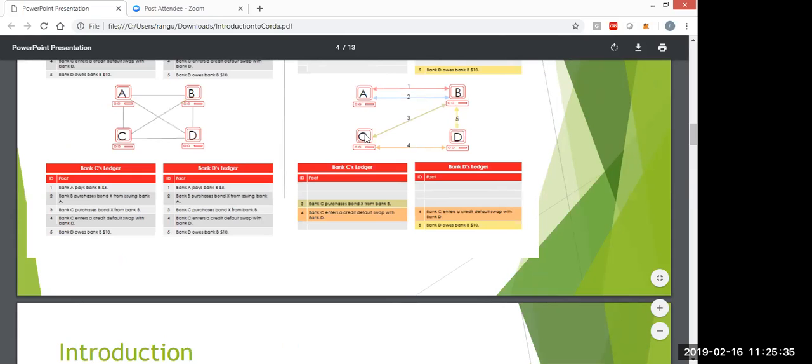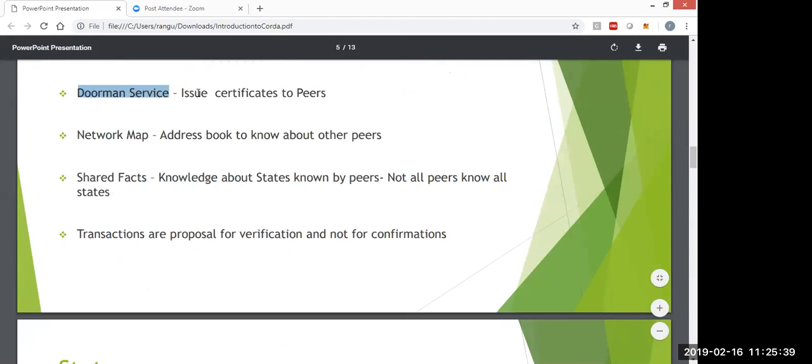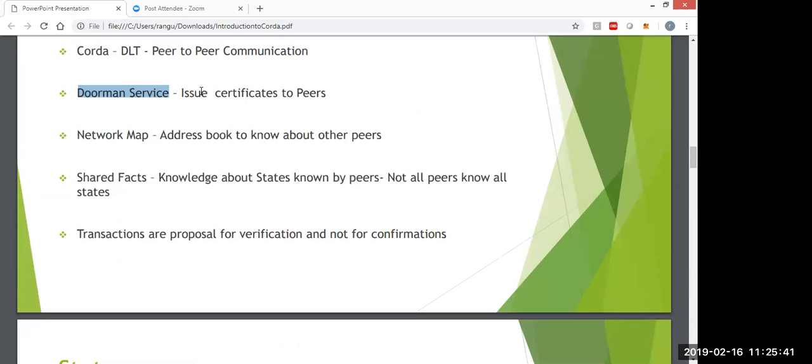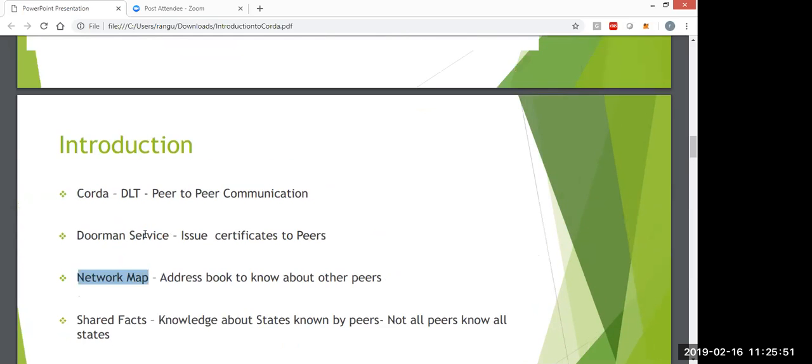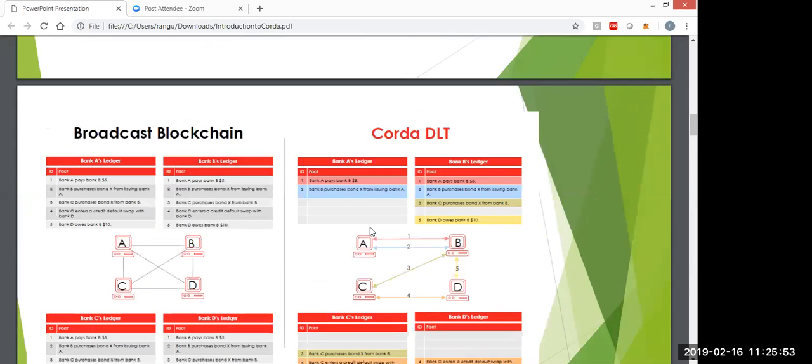So you need some kind of security to prevent that. The domain service is more like a certificate issuing authority, and you don't have any choice or custom implementation of the domain service in Corda. And the network map: if you just query the network map, you can see all the participants in the network, get the address of another node, and communicate with them.